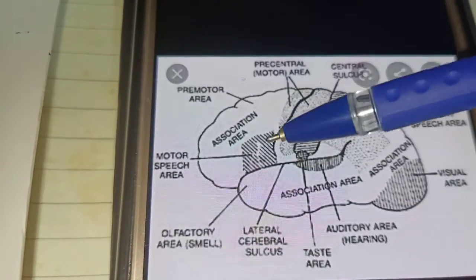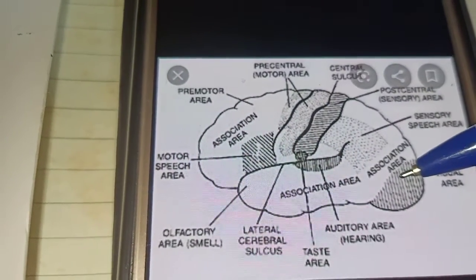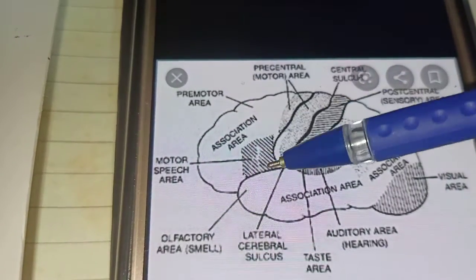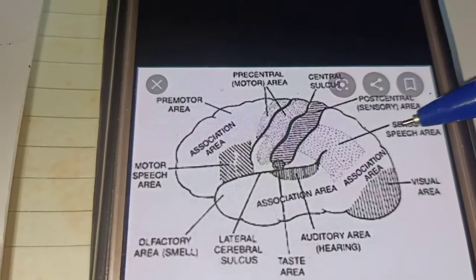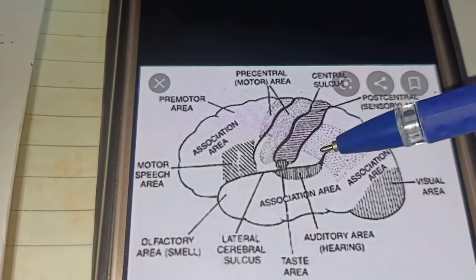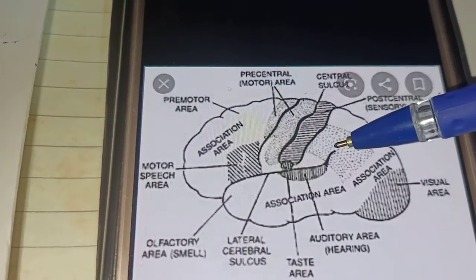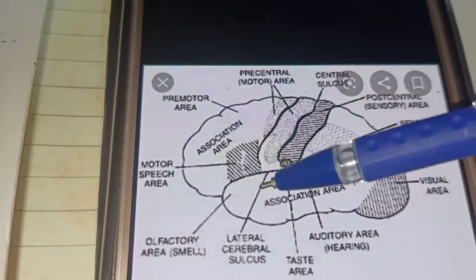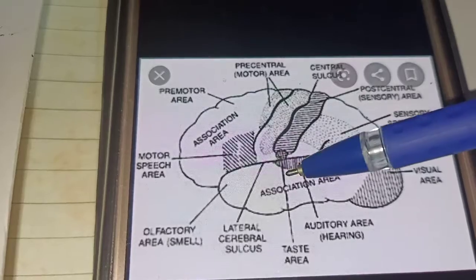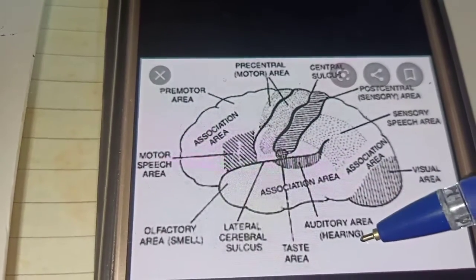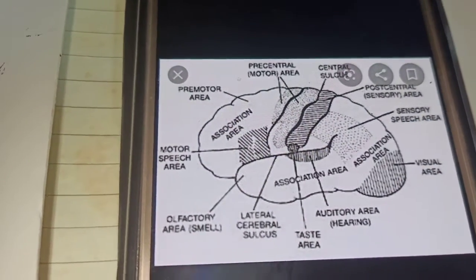Association area is for sensation, movements, learning. Broca's area is for speech. This is motor, so that should be movement, that is for speech. And the sensory speech area, that is the Wernicke's area, is for understanding the speech. This is the olfactory area for sense of smell. This is the auditory area here. This is for hearing, so this is under the temporal lobe.